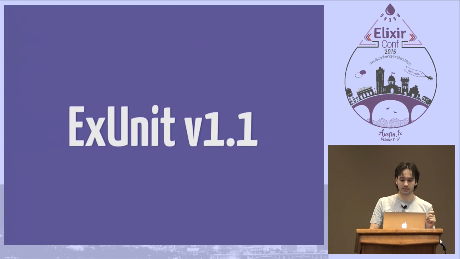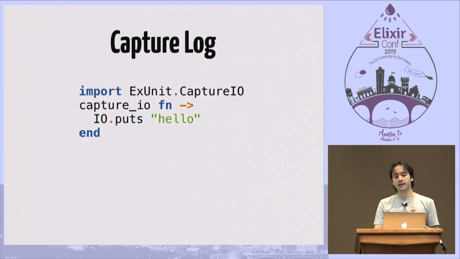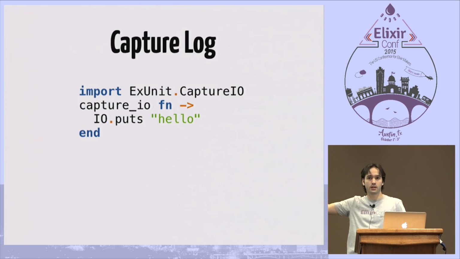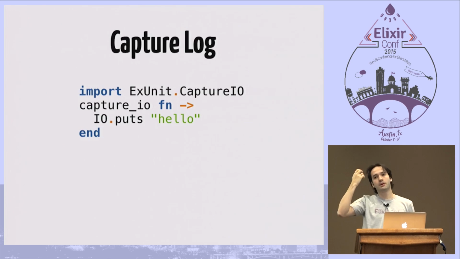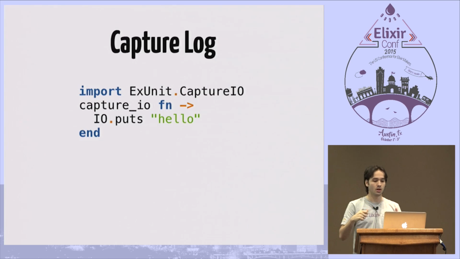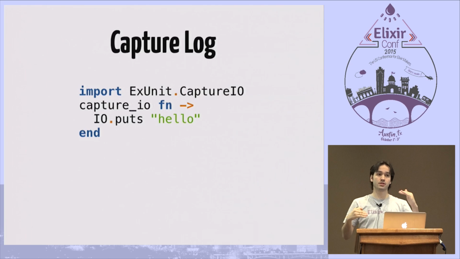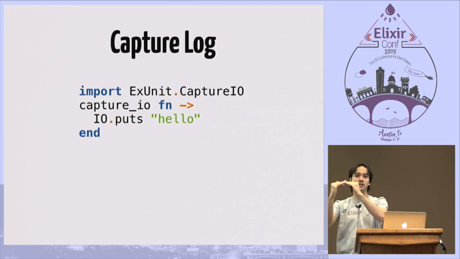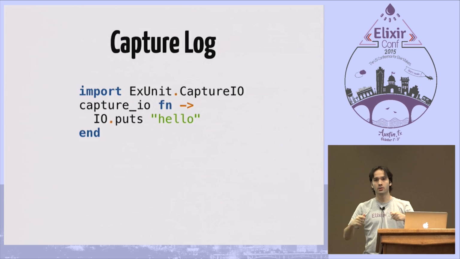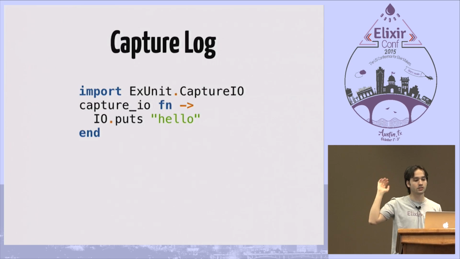So the first one is XUnit. XUnit 1.1 has a feature called capture log. So this code snippet I'm showing here already works with Elixir 1.0 because, for example, if you want to test some code that's doing I/O, you can import the capture I/O function and pass the I/O that's happening inside that function and capture it or silence it because you don't want things being printed to your terminal while you run your tests, right? And that works for a while.